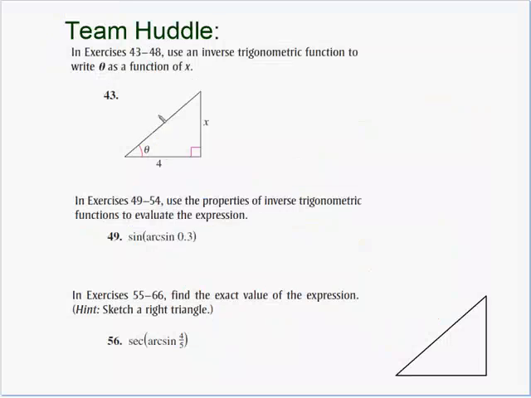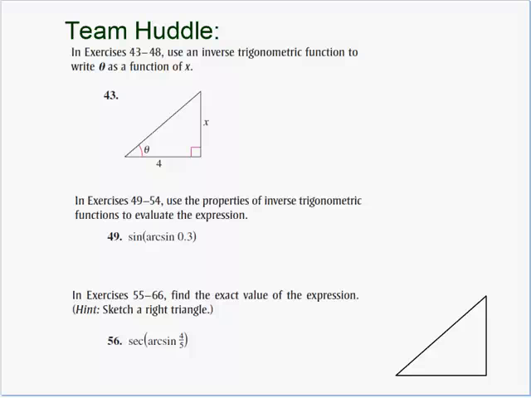Alrighty, practice time, problem time. 43 is like the one we just did. 49, that's the sine of the arcsine, be careful. 56 is the secant of the arcsine, so set up the triangle and then find the missing side and evaluate it. So pause the video, try the problems, start her back up, and see how you did.